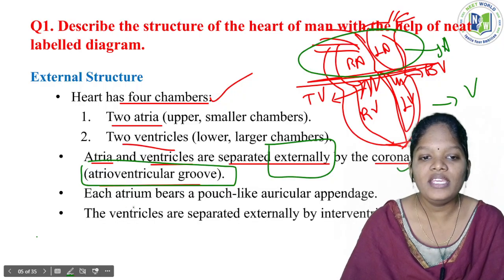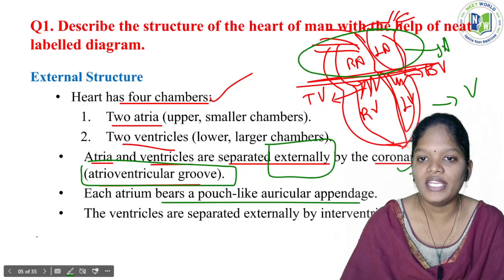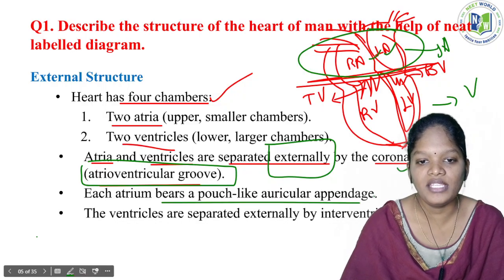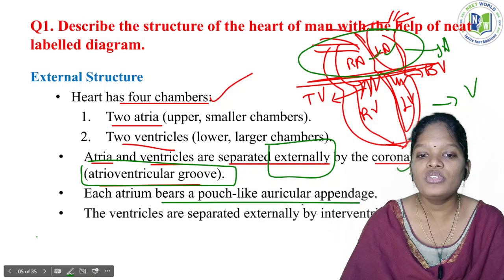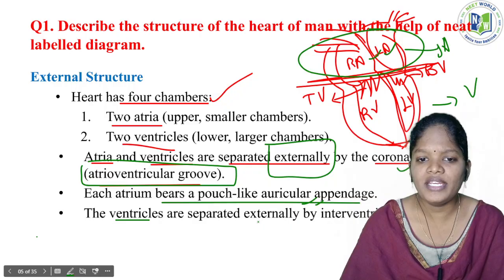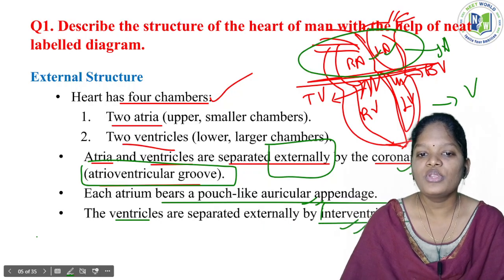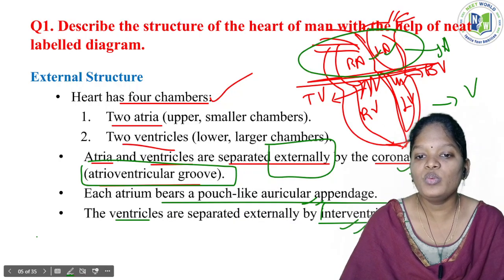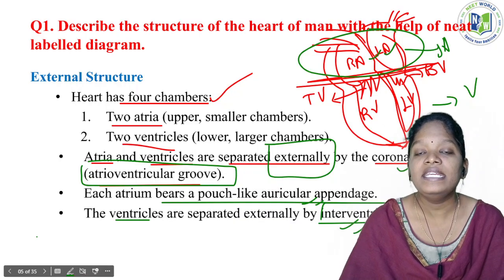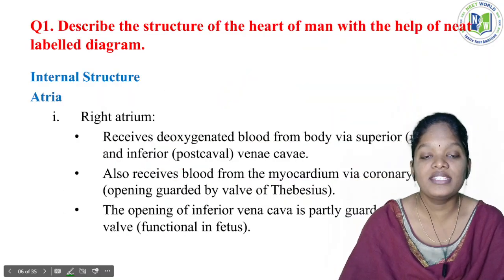Each atrium bears a pouch-like auricular appendage. So each atrium, the right atrium and the left atrium, has a pouch-like auricular appendage. The ventricles are separated externally by the interventricular sulci. So these are all the external structures.